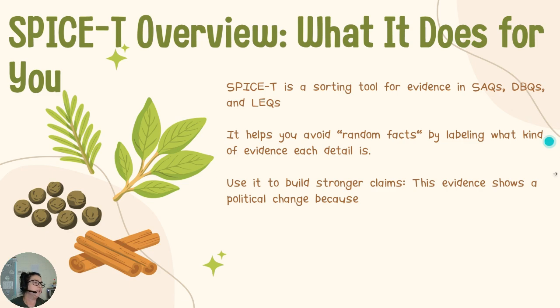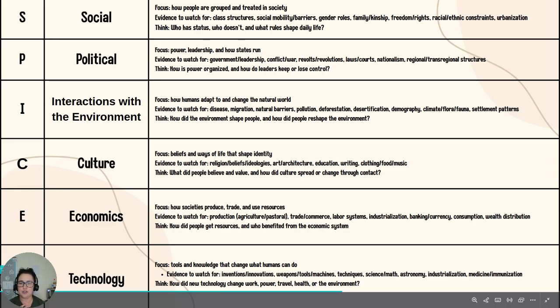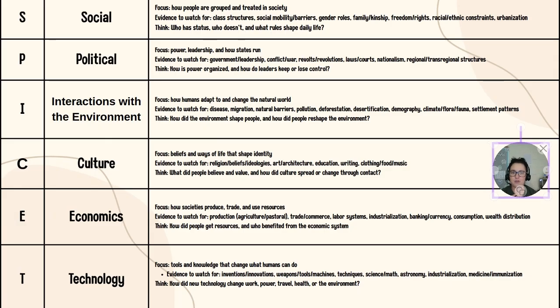For SPICE-T, you have a copy of this that you can also see. S, social: how people and groups are treated in society. P, political: power, leadership, how states run. I, interaction with the environment: how humans adapt to and change the natural world. C, culture: beliefs and ways of life that shape identity. E, economics: how societies produce, trade, and use resources. And then T, technology: focus on tools and knowledge that change what humans can do.